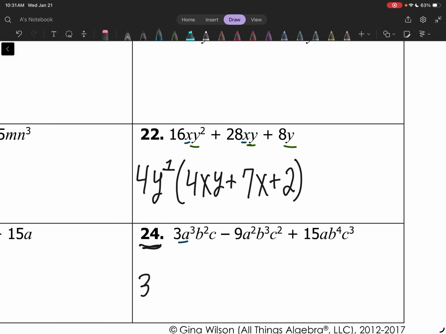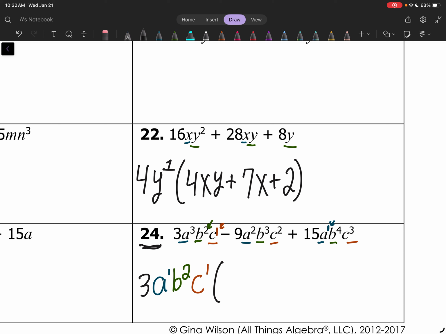I have 3 different variables now. A's, the lowest power is 1, so I'm going to pull out a to the first. I have B's, the lower power is the square here, so I'm going to pull out b squared. And I have C's. The lower power is this one to the first. C to the first.